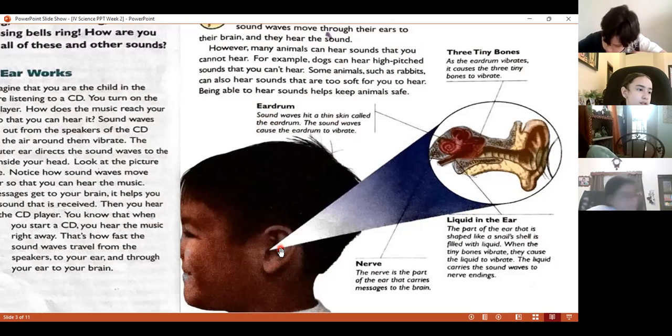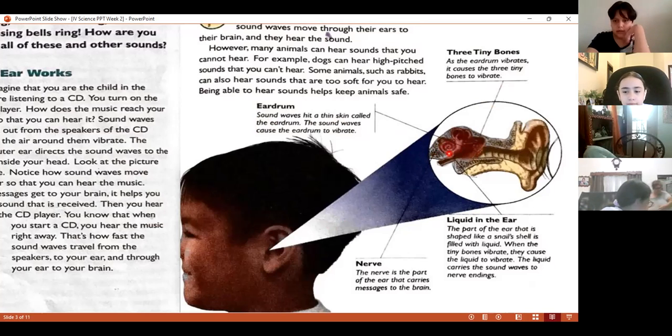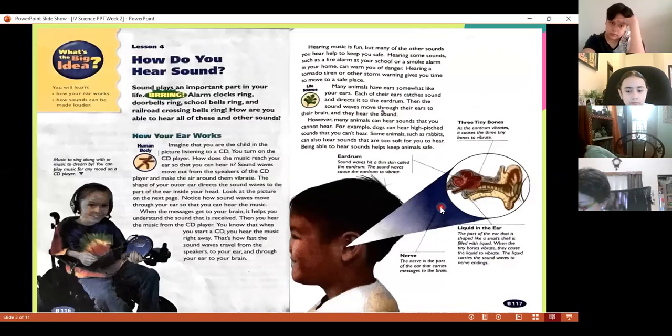So the process is first, the sound enters our ear through the eardrum, and it starts vibrating. The 3 tiny bones vibrate at the same time, and when the tiny bones are vibrating, the liquid in the ear also vibrates. It carries the sounds to the nerve. And after the liquid, the sound reaches the nerve, and the nerve is going to carry the message to the brain. So first the eardrum, 3 tiny bones, liquid in the ear, and then the nerve. That is the way that we listen to sound.